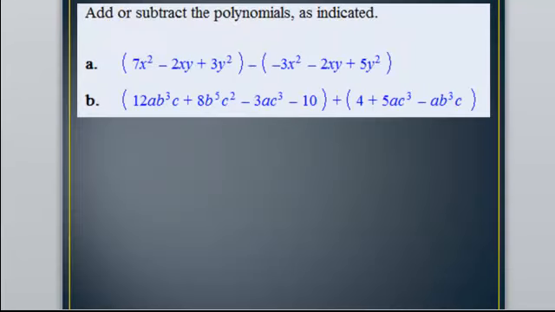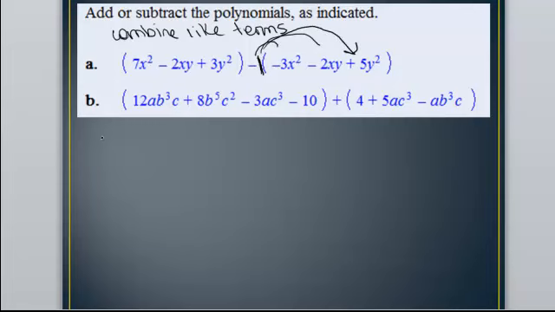So whenever you're trying to add or subtract polynomials, what you have to remember is you simply combine like terms. However, if you have a minus like this one, it's like having a minus 1 sitting right there. So what you need to do is distribute that negative 1 before you do anything else. So let's have a look at A.